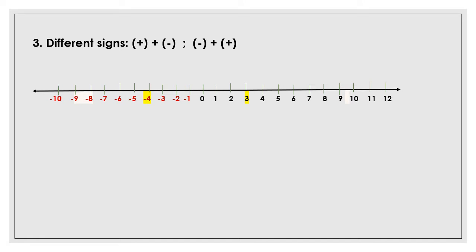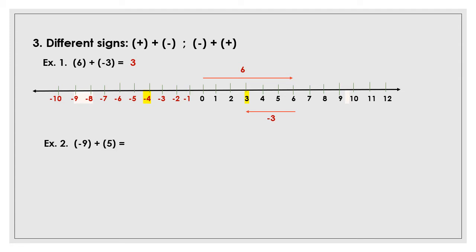Next, kung different signs, halimbawa, we have 6 plus negative 3. So, from 0, punta tayo pakanan ng 6 units. Then, plus negative 3. So, from positive 6, pupunta tayo ng pakaliwa because that is negative 3. So, yan. At tumigil tayo dito sa positive 3. Therefore, 6 plus negative 3 is 3.